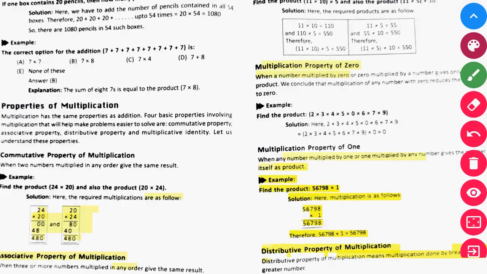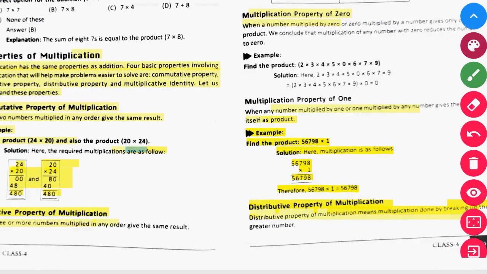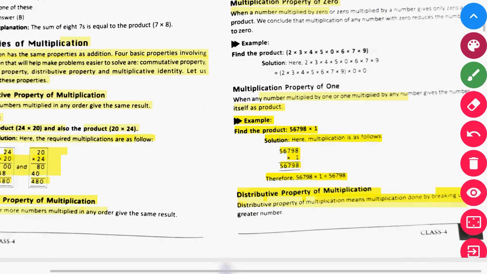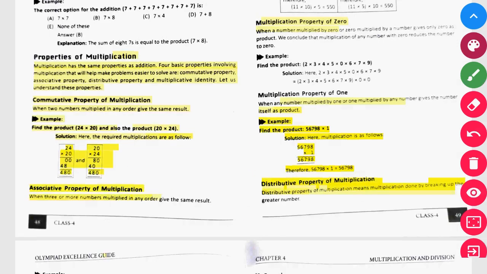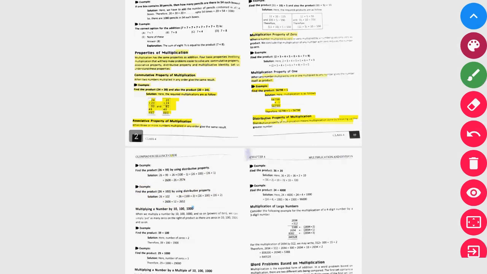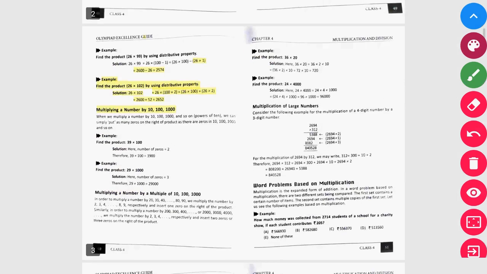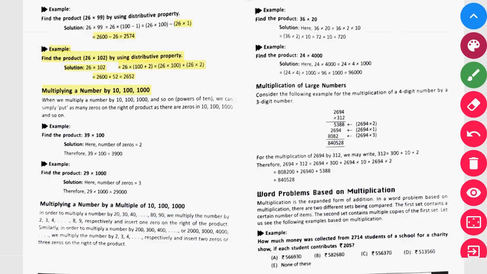Now the distributive property of multiplication. What is meant by the distributive property of multiplication? If we break up the greater number and multiply, the result is again the same. So what does it mean? Let's go through it.